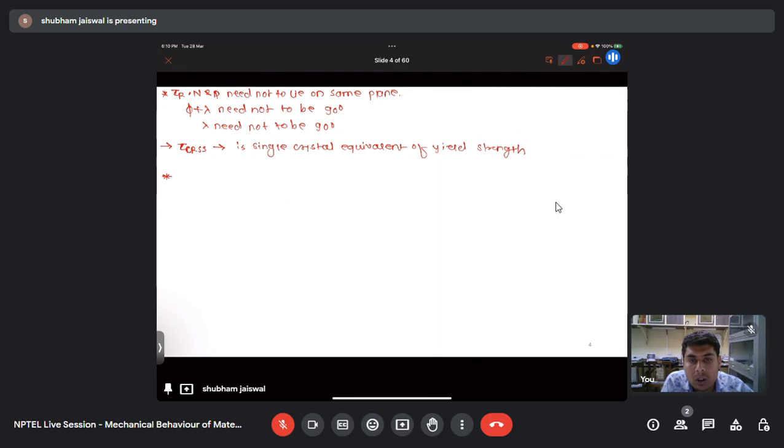After that we saw the relation between the critical resolved shear stress and the Peierls stress, or also the similarity between them. So the relation between tau CRSS and the Peierls number, that is tau pm.